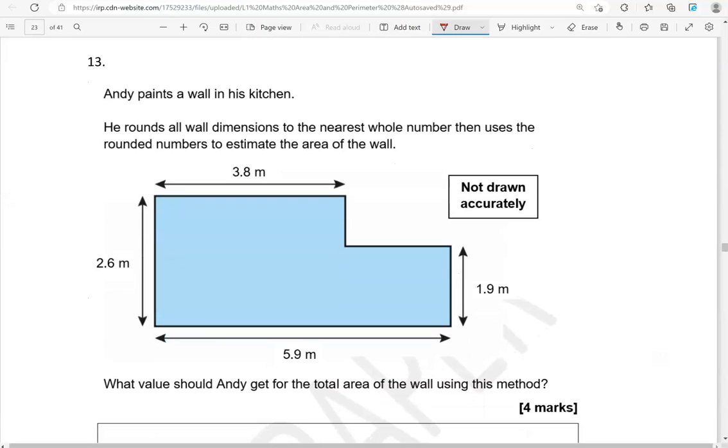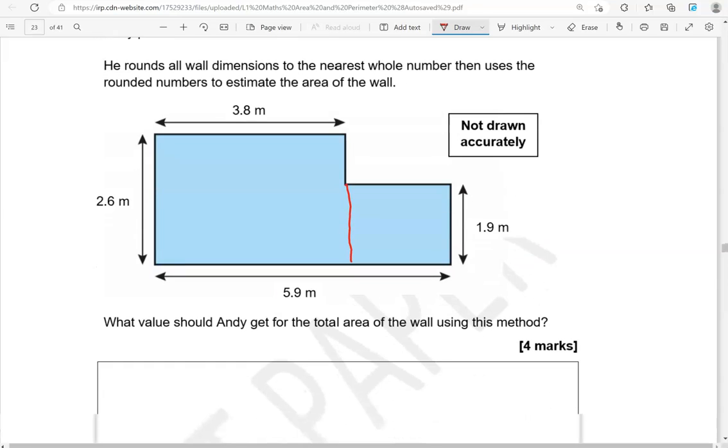Andy paints a wall in his kitchen. He rounds all wall dimensions to the nearest whole number, then uses the rounded numbers to estimate the area of the wall. What value should Andy get for the total area of the wall using this method? We can see that the wall is L-shaped, so we're going to split it into 2 rectangles. So working out the area of the bigger rectangle, we do 3.8 times 2.6.